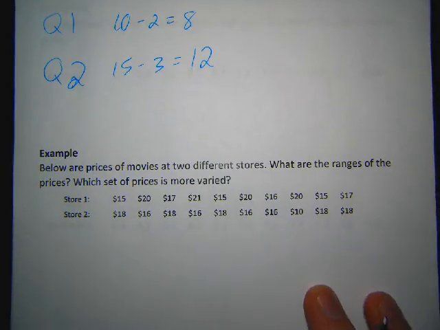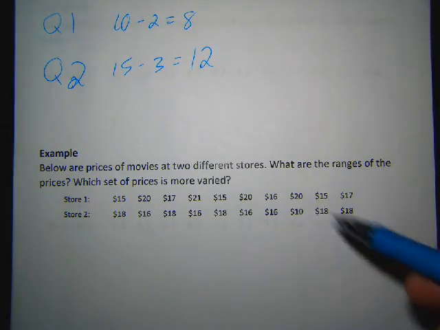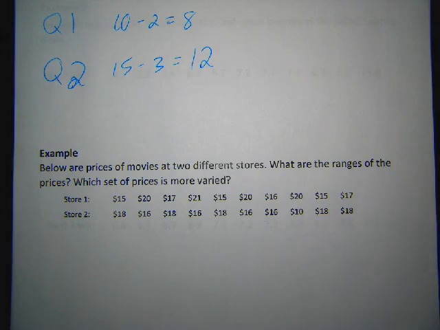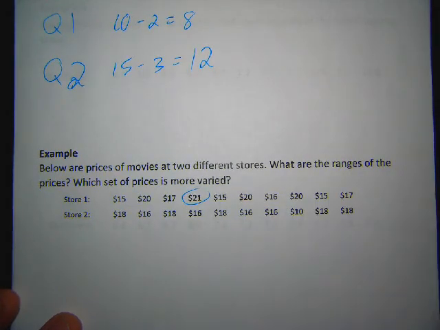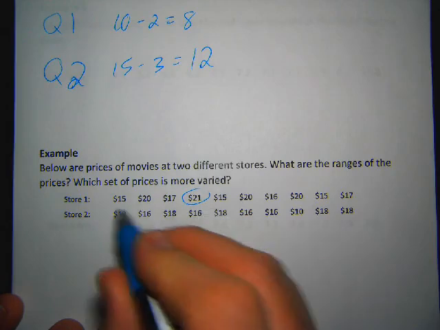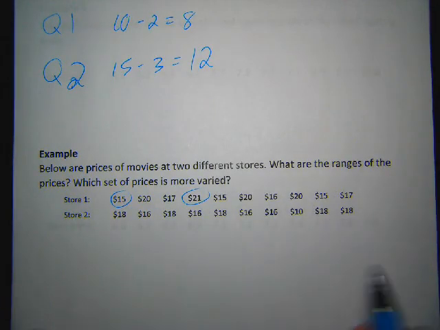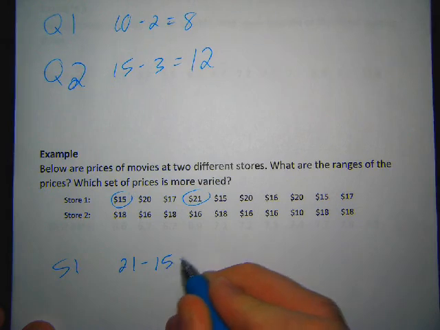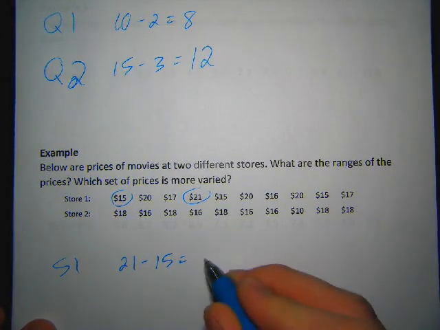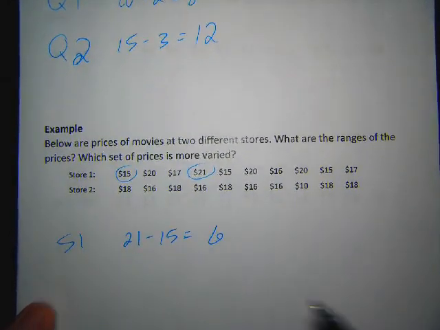Here we looked at prices at 2 different stores for movies. What are the ranges of prices? Which set is more varied? So look at this first set. I see there is a movie that costs $21, which was the high price. We have 15 as the low price. So for store one, we would just do 21 minus 15. That's all it is. It's just subtracting top minus bottom. And we see there's a 6-point range difference.